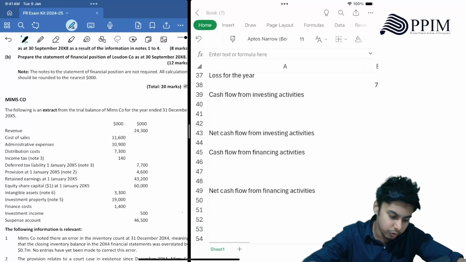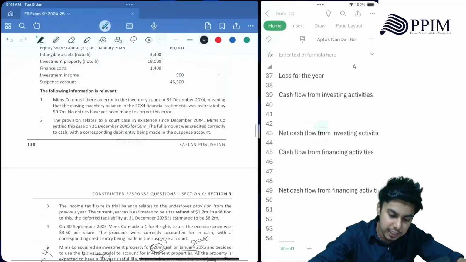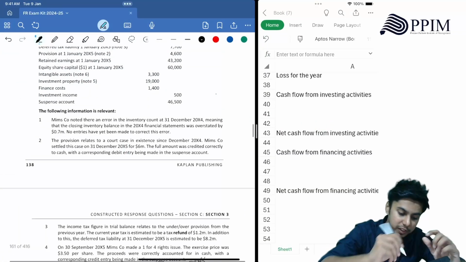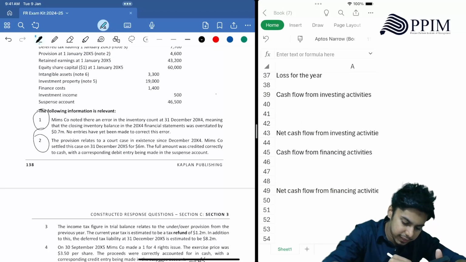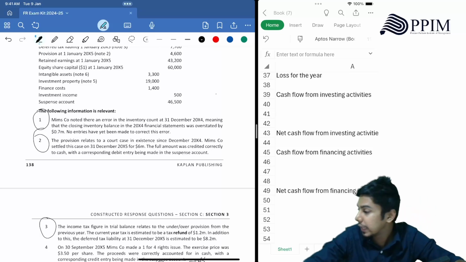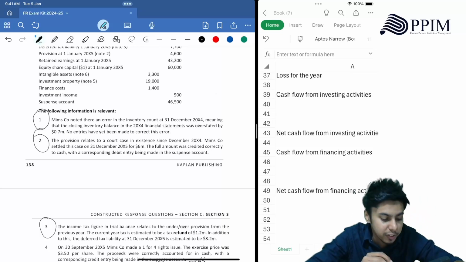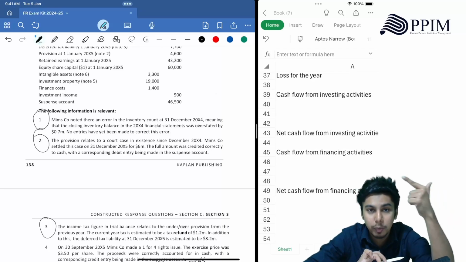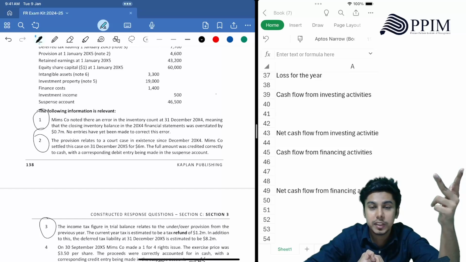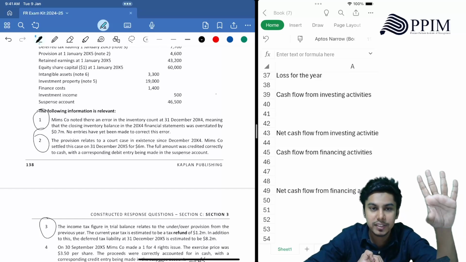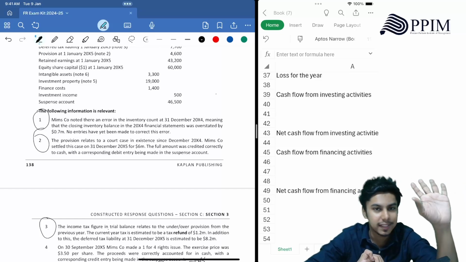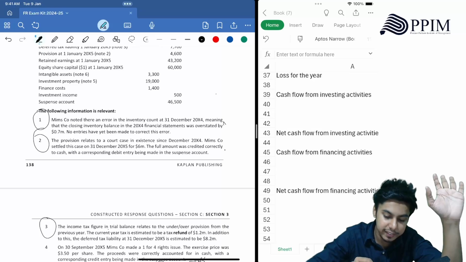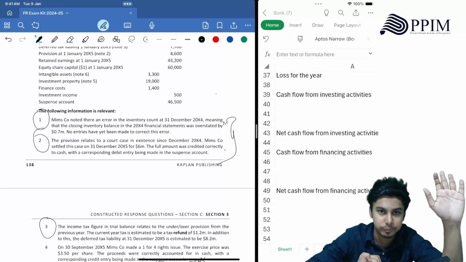Okay, now go to the first paragraph. Start from the adjustments. See, first adjustment, second adjustment, third adjustment. Is there anything related to investing and financing activity? First adjustment is inventory error. Second adjustment is provision. Third adjustment is tax. Is it anything related to investing or financing? Nothing, right? Actually, this and this will never come in the cash flow.